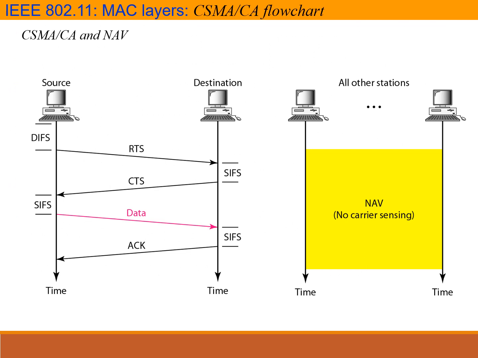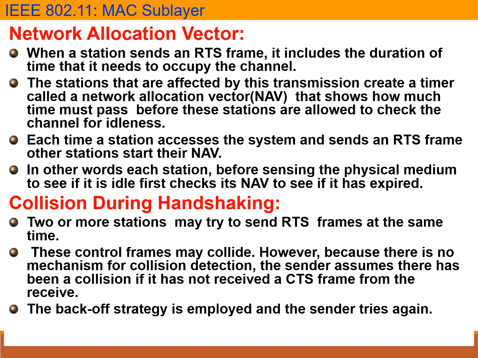And then see the diagram of this. We are using RTS as well as CTS and SIFS, and then we are going to get the acknowledgement here. So the next one is the network allocation vector. In the network allocation vector, when a station sends an RTS frame, it includes the duration of time that it needs to occupy the channel.